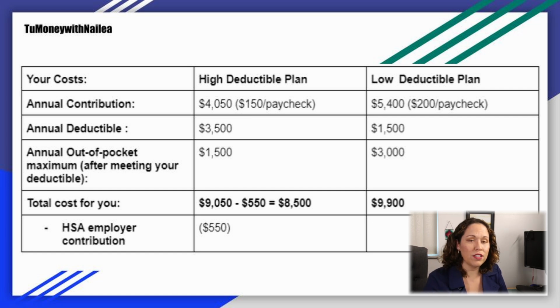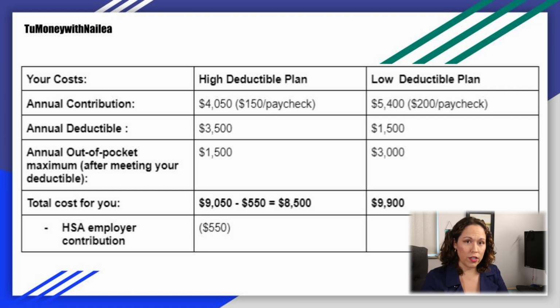But you also have to consider if you have a health savings account, which usually comes with, or it can come with, a PPO if you choose. With a health savings account, usually employers, if you're employed, will pay towards it. So how much will they pay? You want to subtract that from your total cost. In this example, if your employer contributes $550 towards your HSA during the year, then your total cost for insurance would be $8,500.